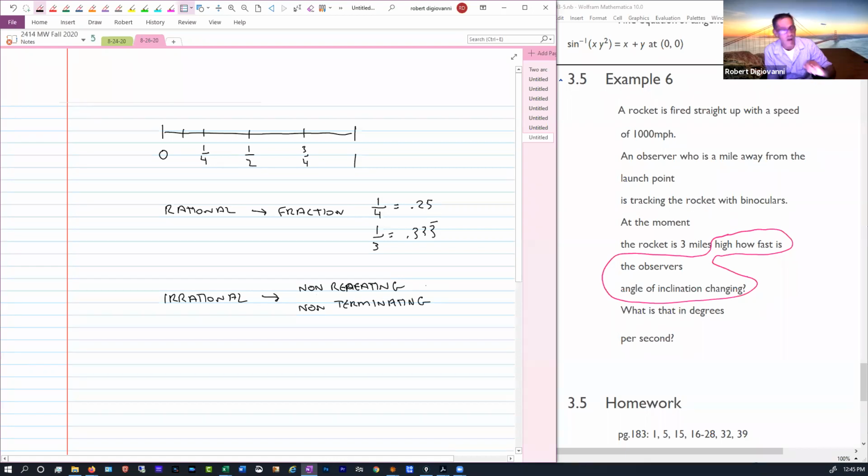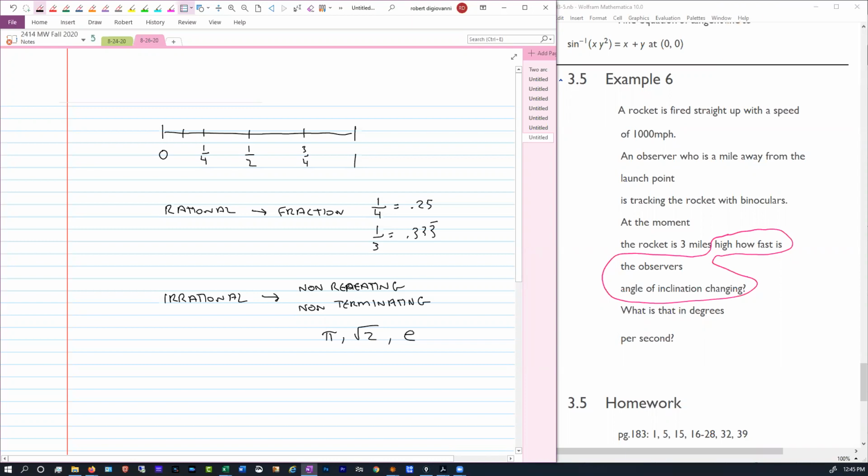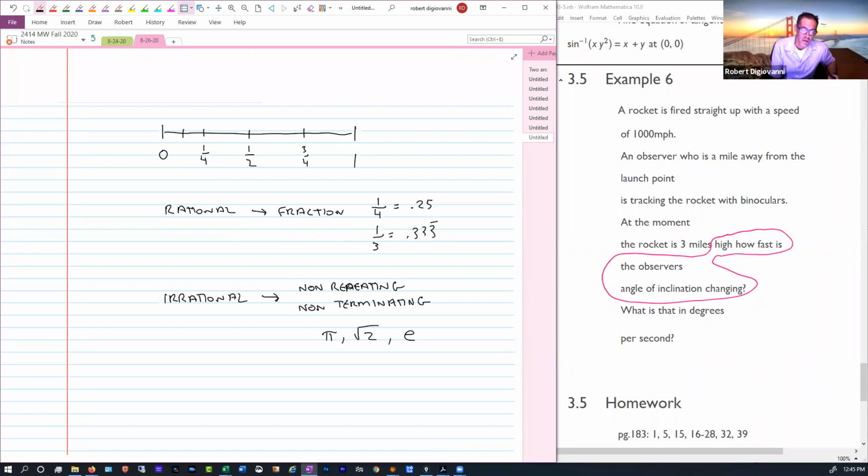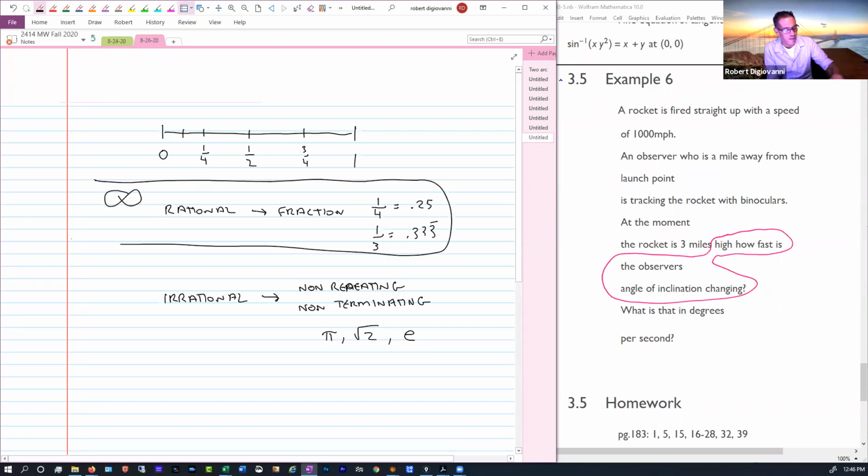The most common example of an irrational number that you've learned is pi. 3.1415 keeps going, and there's no pattern to it. Another irrational number you may be familiar with is the square root of 2. Another is e. But when you're learning about numbers, you're given a few examples, but what you're not told is that there are actually more irrational numbers than there are rational ones, which is weird because I just said there's an infinite number of these, right?